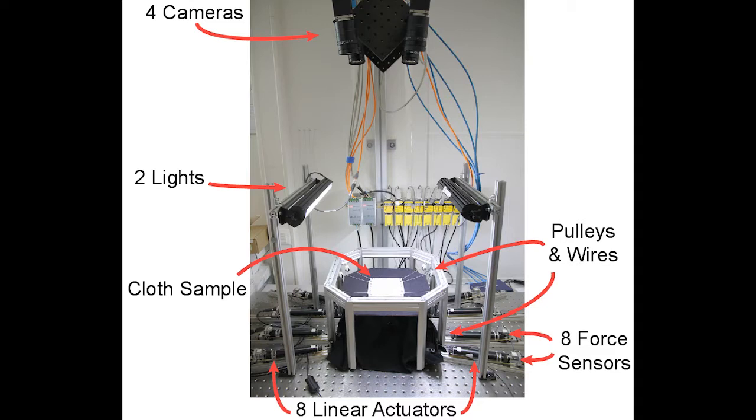We use multi-view stereo and temporal tracking in order to reconstruct the cloth, which is deformed by linear actuators attached to the cloth through clips, wires, and pulleys. Force sensors tell us the magnitude of the applied forces, and the vision system reconstructs the force directions.